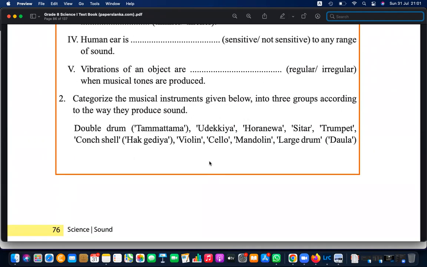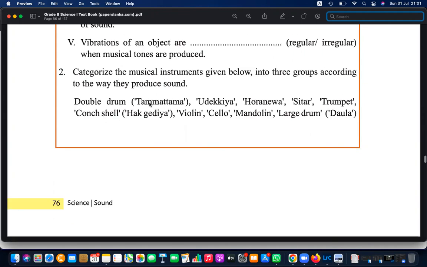Vibrations of an object can be regular or irregular. When musical tones are there, the vibrations are regular, and you can reproduce that. If it is irregular, mostly it is voice or noise.